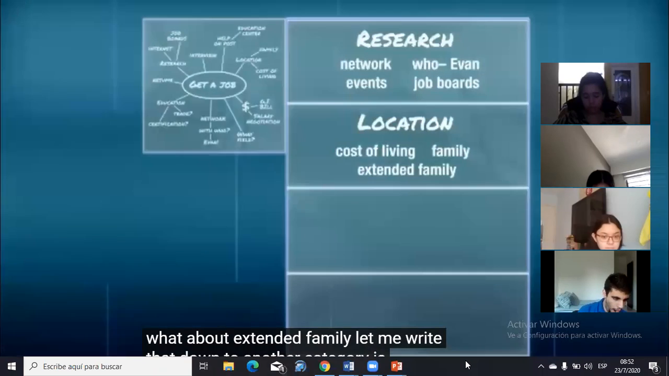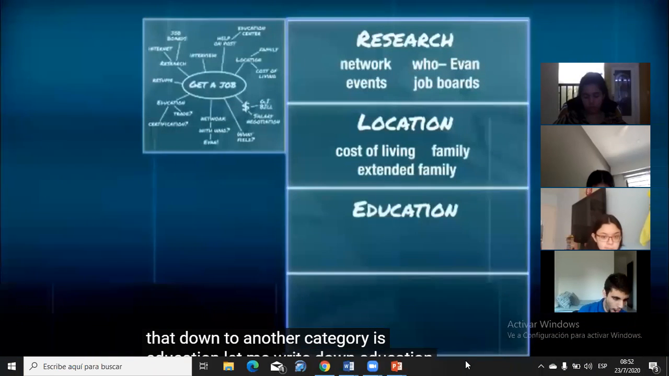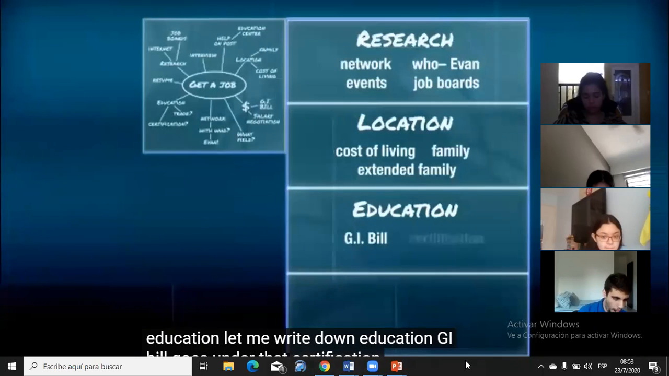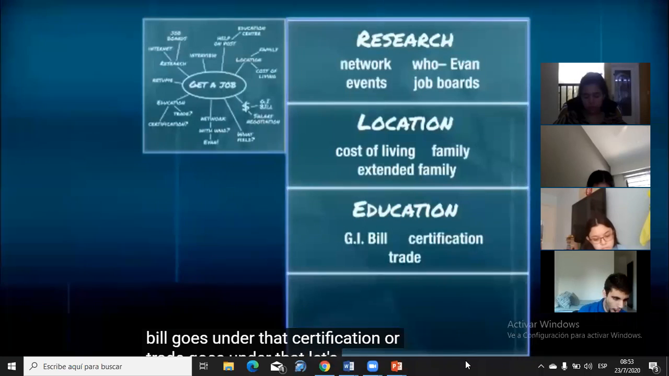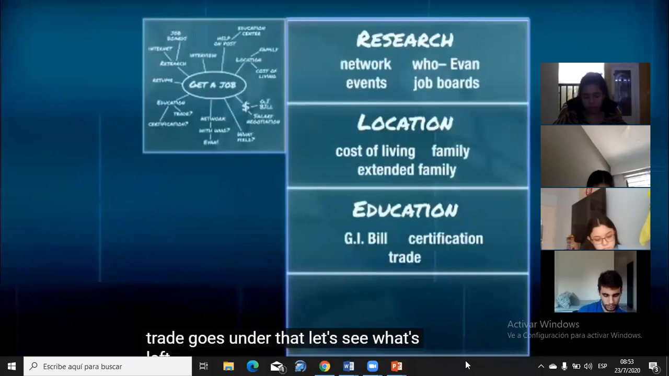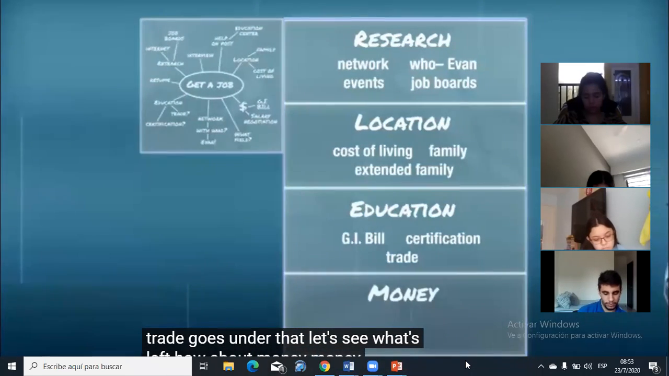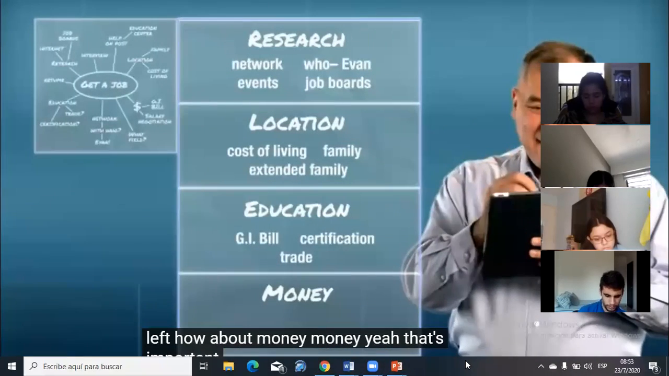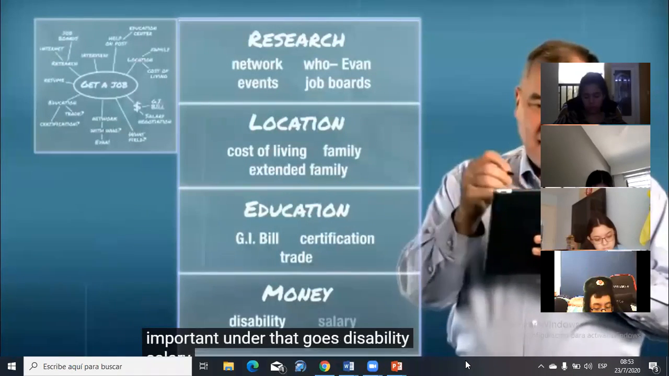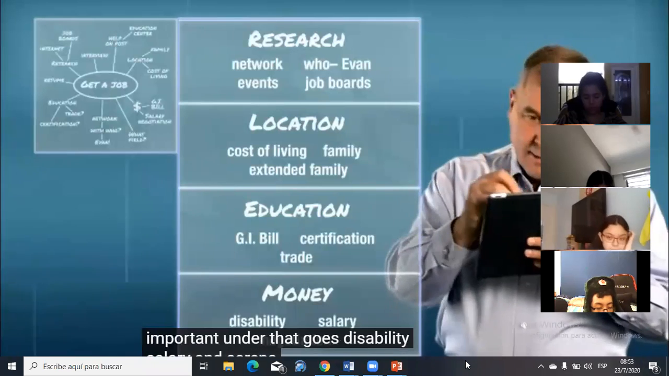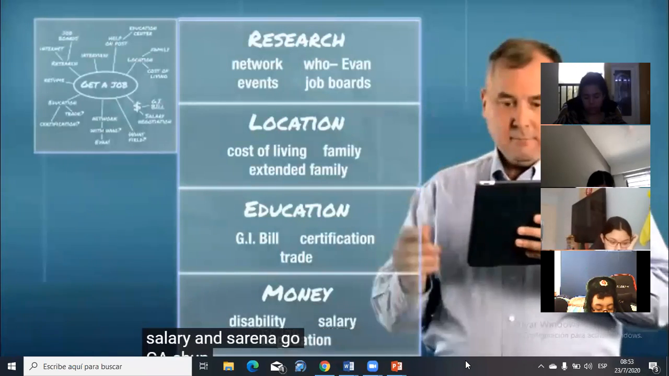Another category is education. Let me write down education. GI Bill goes under that. Certification or trade goes under that. Let's see what's left. How about money? Money, yeah, that's important. Under that goes disability, salary, and salary negotiation.